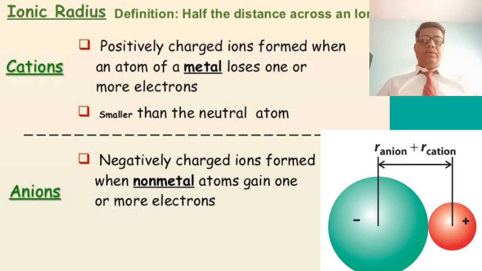What about down a group? Down a group, Z effective decreases as the shielding effect of the increased number of core electrons outweighs or cancels the effect of the increased nuclear charge. Therefore, the effective nuclear charge goes on decreasing down a group.